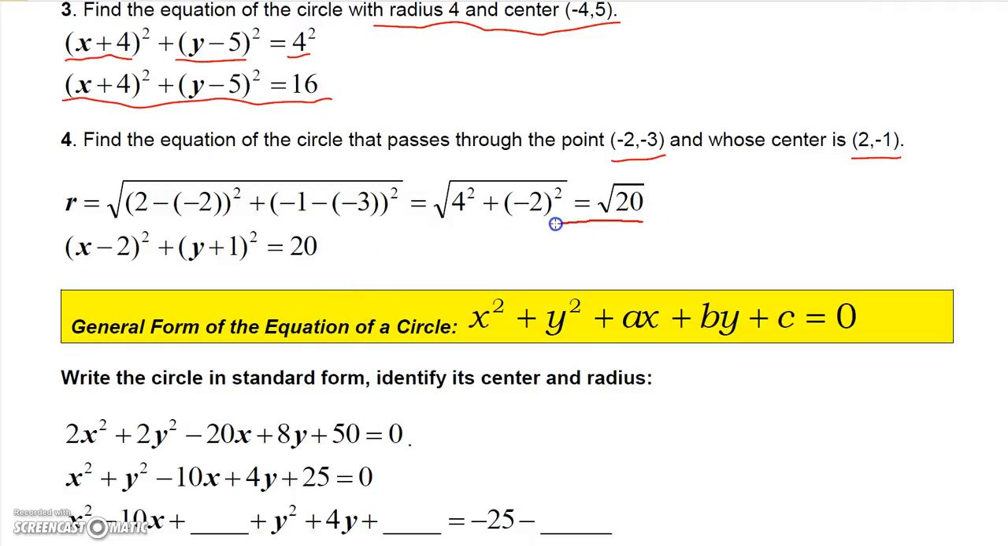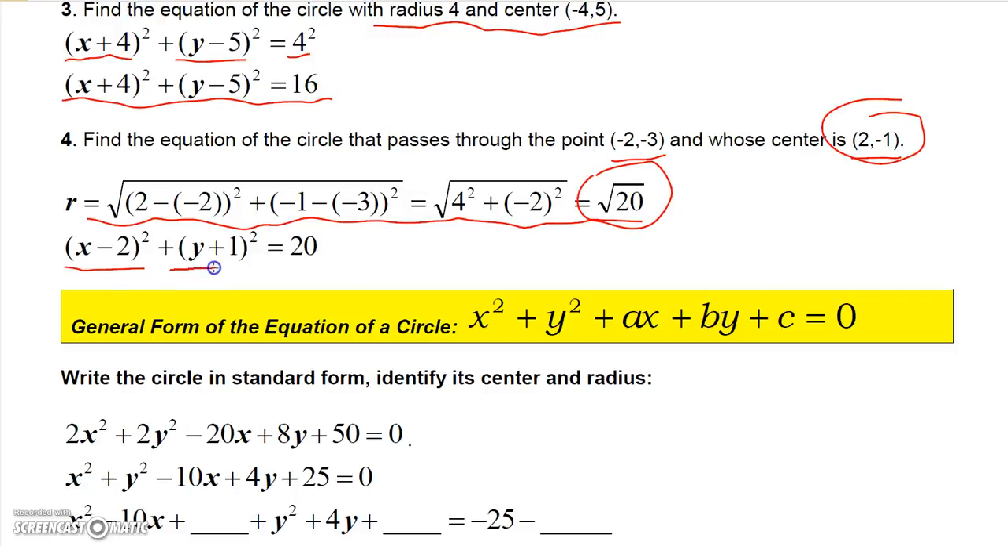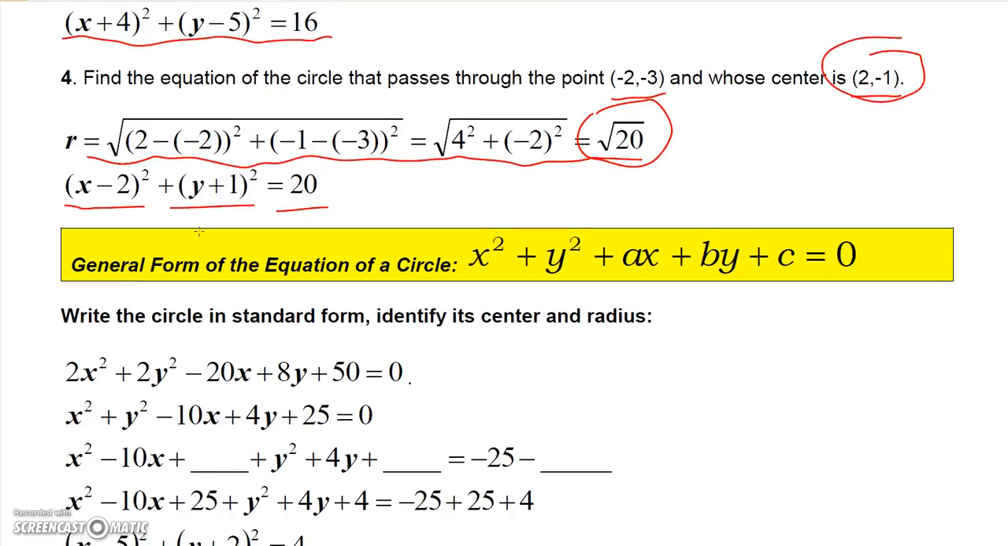I'm not going to go through the calculation, but just know that I found the distance between these 2 points using the distance formula, and I got square root of 20. So now I have the center, I have the radius, which is square root of 20. I can put it in my standard form. So it would be (x - 2) quantity squared. (y - -1) would be (y + 1) quantity squared. And then if you square the square root of 20, you're going to get positive 20. And so that would be the equation of the circle.